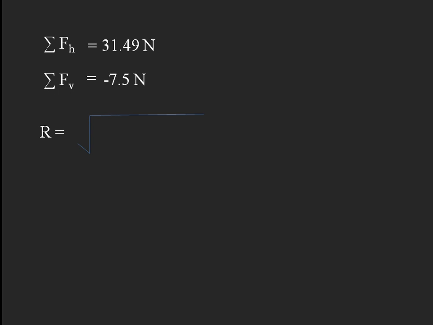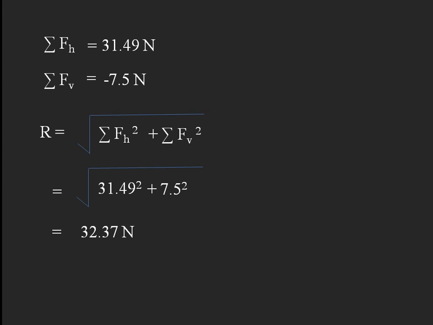After getting these two, that is the sum of all horizontal forces and the sum of all vertical forces, we have to find the resultant force. I've already given the explanation in previous sessions. What is the resultant formula? The resultant will be equal to the square root of the sum of all horizontal forces squared plus the sum of all vertical forces squared. Substitute these two values in this equation, and we will get the required resultant value as 32.37 newtons. So this is the way of finding the resultant force.